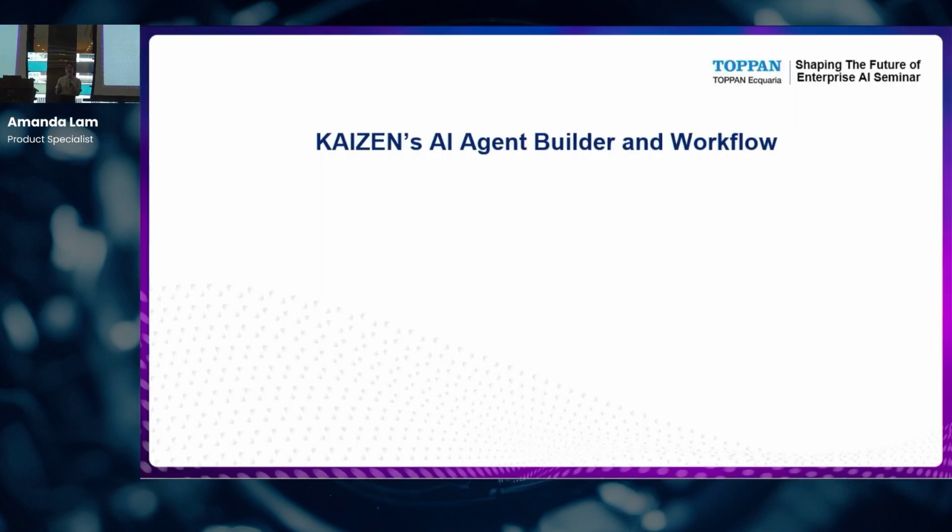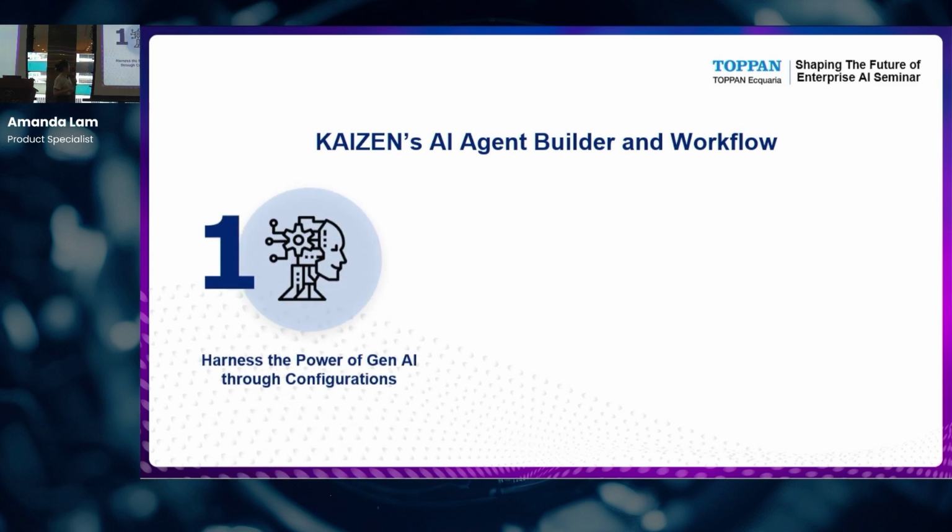Okay, so Wishon has highlighted the AI agent builder, and I've talked and shared more about our workflow features. So firstly, what we help you to achieve is that you can easily harness the power of Gen AI through configurations. So we have capabilities of integrating your Gen AI models into your application and even incorporating RAG into your application as well. But for today, of course, the main highlight will be how you can incorporate generative AI, in particular AI agents, into your application's workflow.